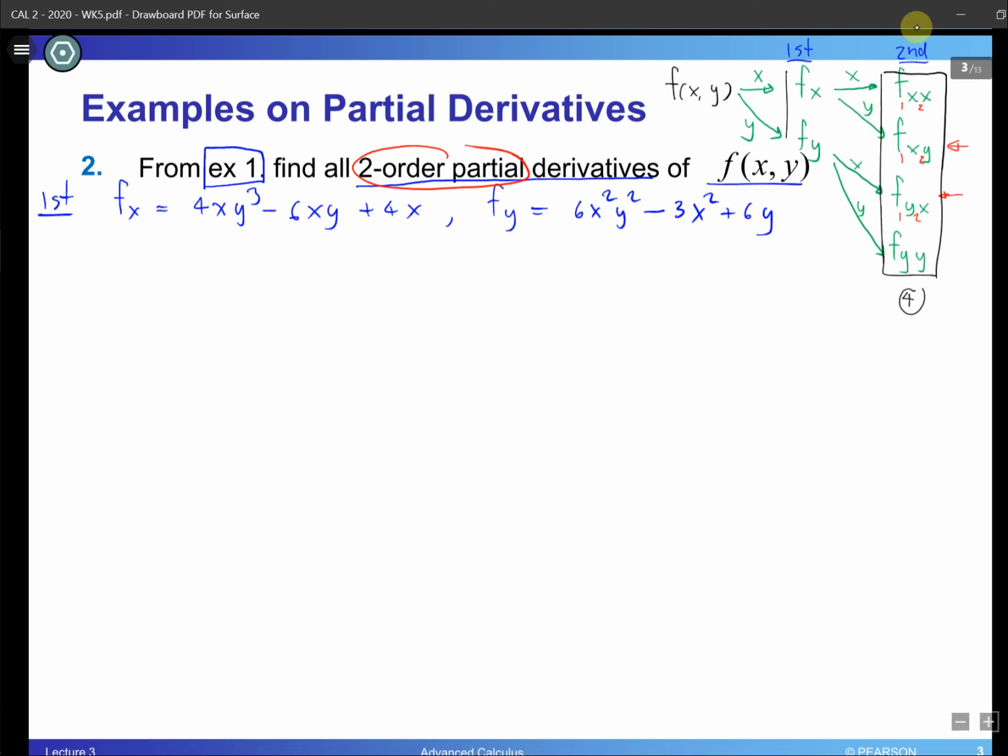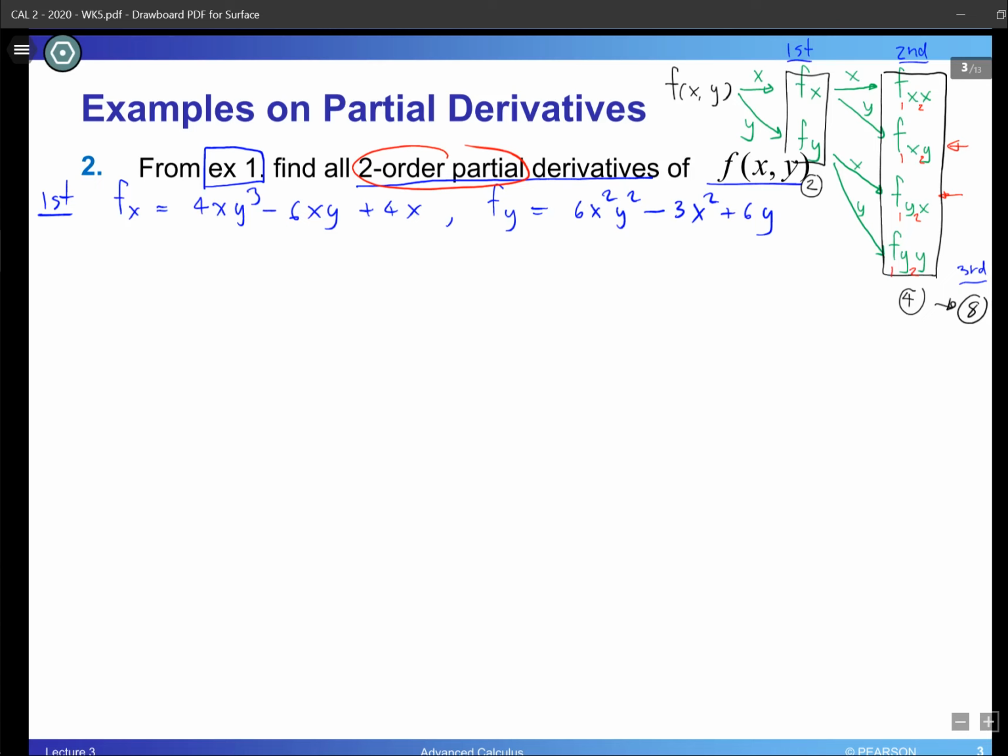But when it comes to the first order partial derivative, we have only 2. And then if you move to the third, it's going to be what? Well, double of that, right? 8 for third order. But we are not going to go there right now.